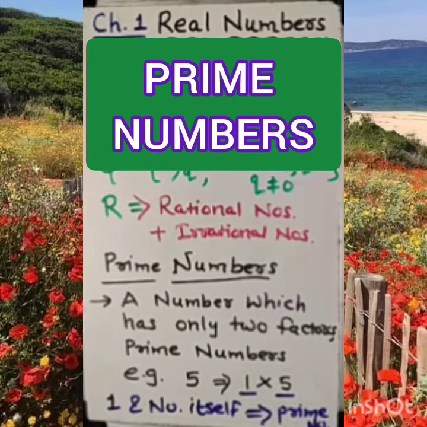Some more examples I am giving you verbally. Suppose we have 13. 13 has only two factors, 1 and 13 itself. Clear to you? So, dear students, this is the definition of prime numbers.